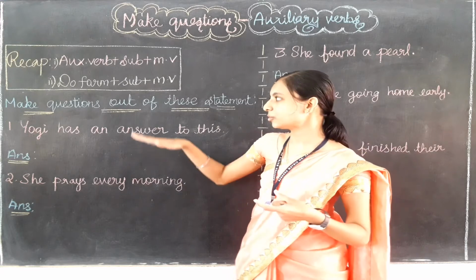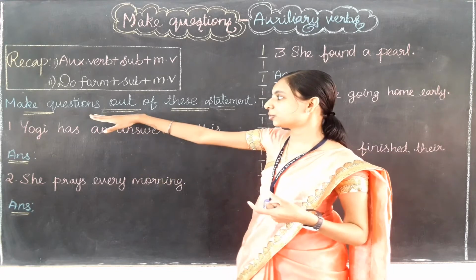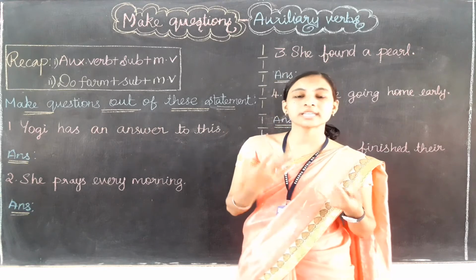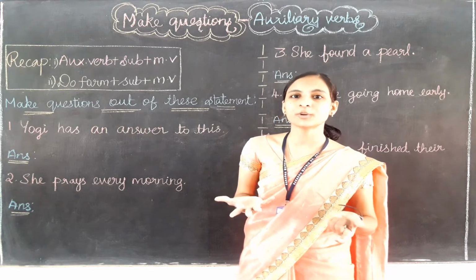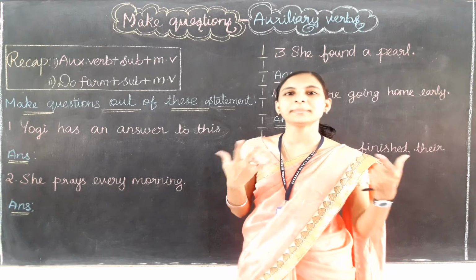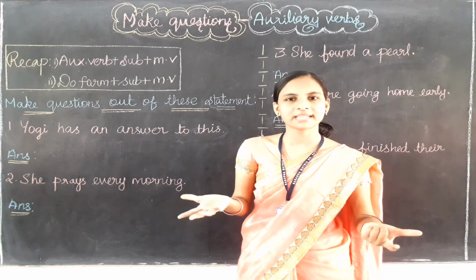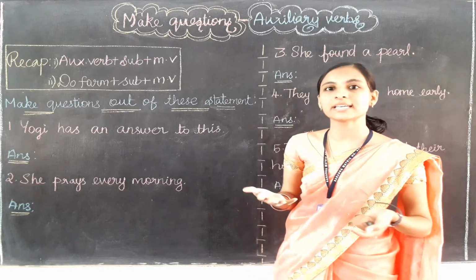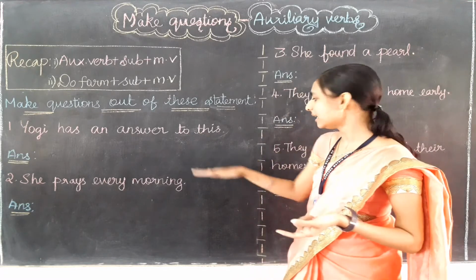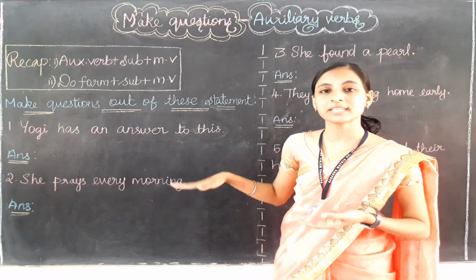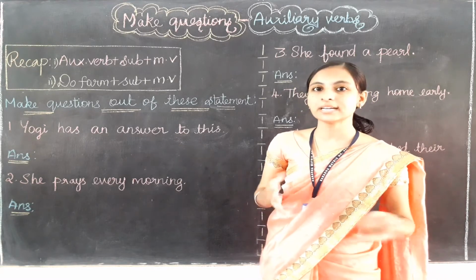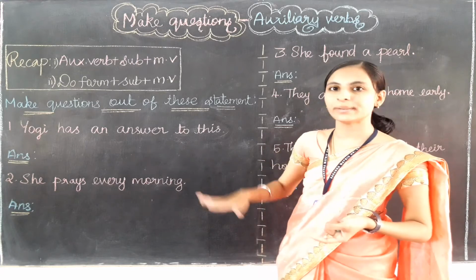So now let's do the book back exercise. The question is, make questions out of these statements. A statement is nothing but a normal sentence only. It may be the answer, just like that they are taking it. So here we need to make it into a question only. There are 5 sentences, 5 statements I have written on the board. You need to make them into questions only. Let's do them one by one.